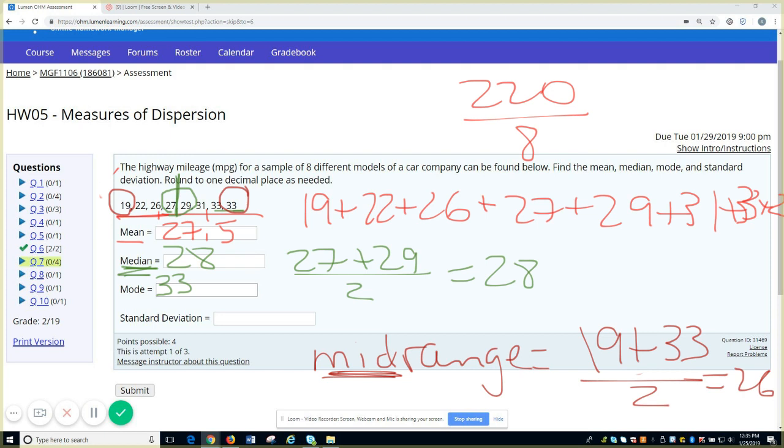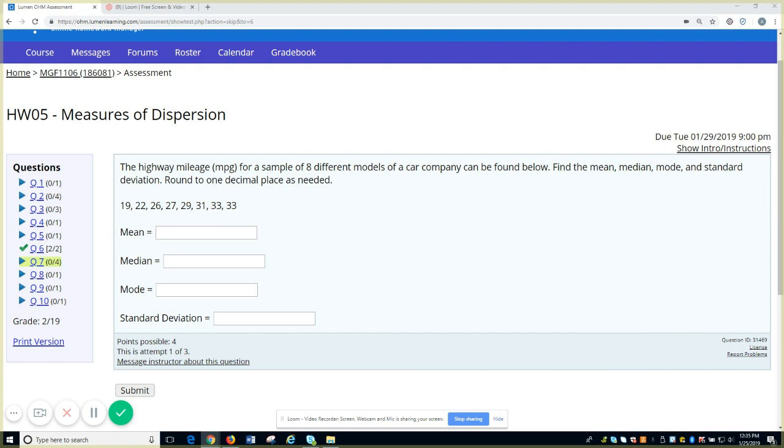Okay, but it does ask us to find the standard deviation. That's quite a lengthy measure, and I'm going to calculate it by hand on the next slide. Standard deviation does need us to know what the mean is. We know the mean is 27.5, so we're going to use that in our calculation of standard deviation. That's the first step in the process: you have to know the mean.